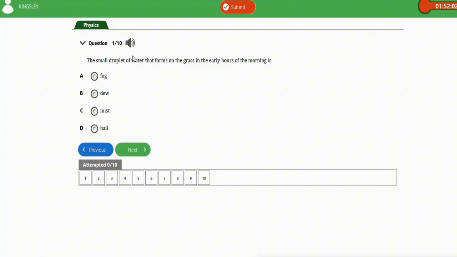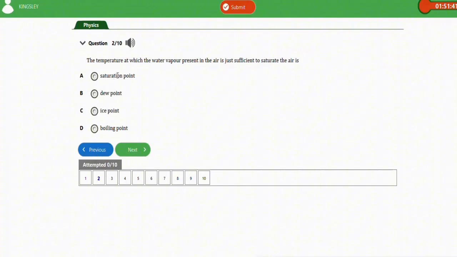The first question I have here says, the small droplets of water that form on the grass in the early hours of the morning is, we have option A, fog, option B, dew, option C, mist, option D, hail. So the correct option in this question is option B, which is dew. Alright, so let's go to the next repeated question, which is this one.